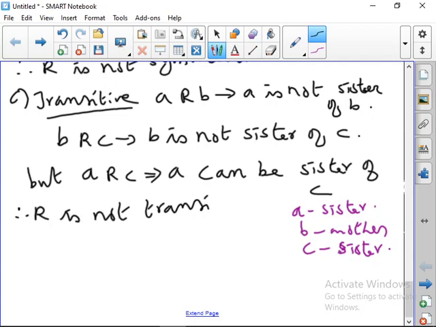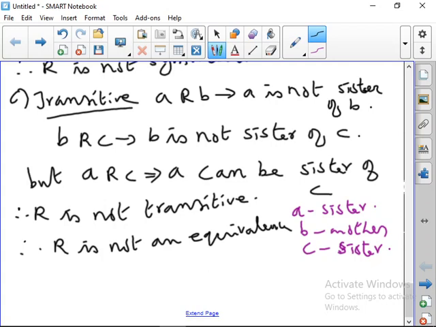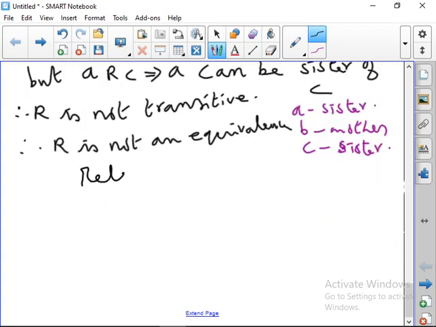Since it is not transitive, what do we say? One of the properties is not true. So R is not an equivalence relation.